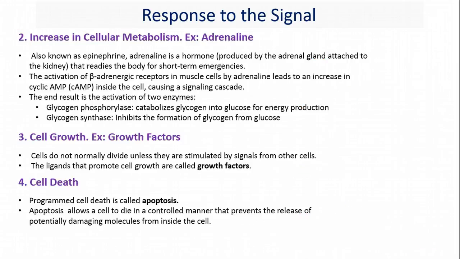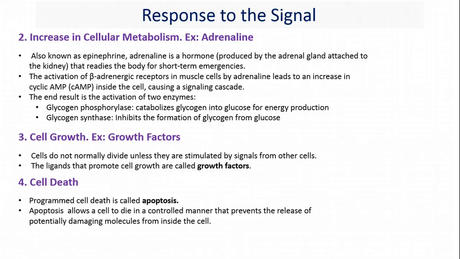Another big response to cell signaling is the increase in cellular metabolism. For this example, let's take adrenaline. Adrenaline is also known as epinephrine, and it's the fight or flight hormone. So this is produced in the adrenal gland, which is attached to your kidney. So it's going to release epinephrine into your bloodstream. Releasing a molecule into the bloodstream means this is endocrine signaling.